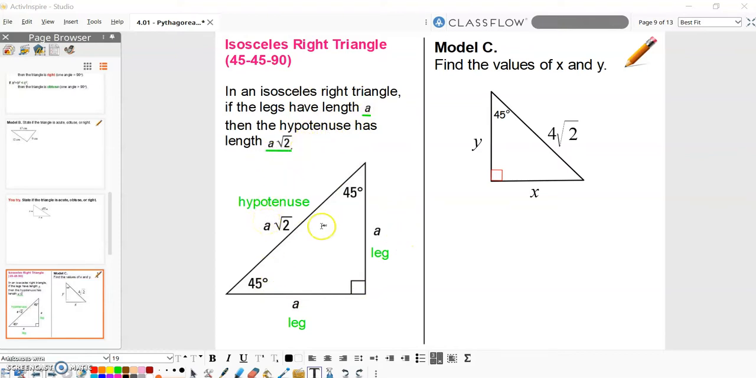So these are ratios. So if we can find out either of these two sides, we could find out the hypotenuse, or vice versa. If we have the hypotenuse, we could find out the legs. This is only true in 45, 45, and 90 degree triangles. So this is a special triangle.